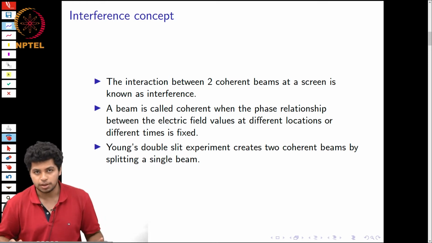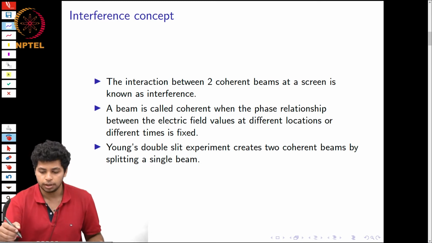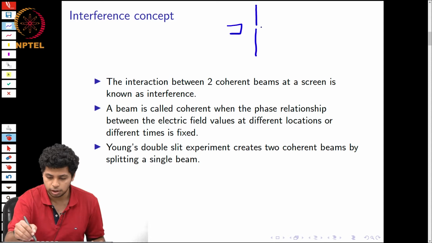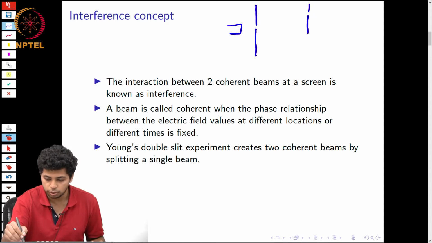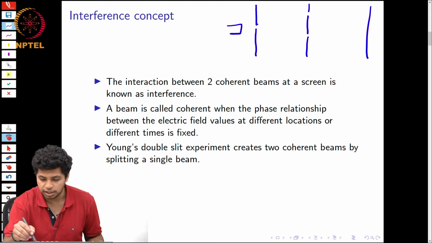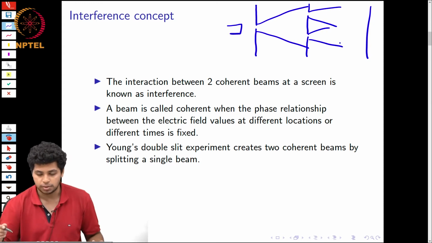Now, the best way to imagine it is in terms of a Young's double slit experiment. As you might know, in the Young's double slit experiment, we have first a screen after a source, and then we have two slits and then a screen. So what this experiment essentially does is it takes one single source and splits it into two coherent sources. So this is the best way to imagine it.